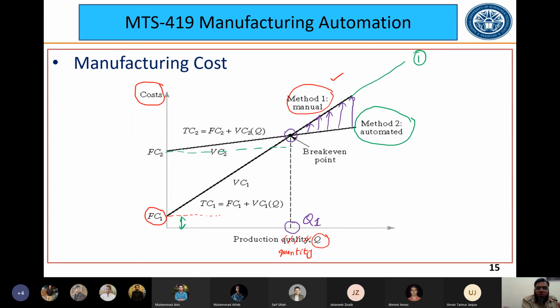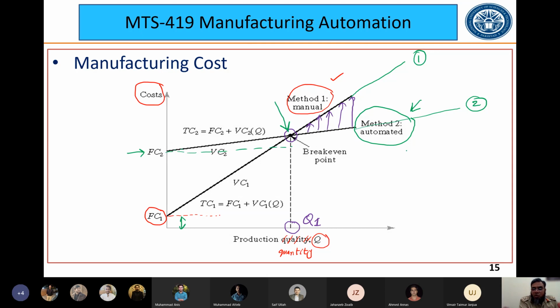So you can see, let me make this point like this. So this is one line which is the manual method. Second, look, which is the method number 2, which is actually an automated setup. The automated setup has a higher fixed cost, but its variable cost is less. So it is going to have a flatter slope. It goes like this. So this is method number 2. So it has a flatter slope.